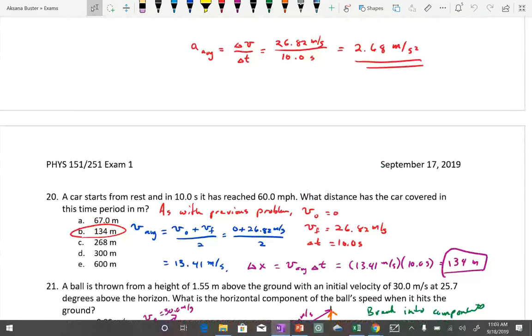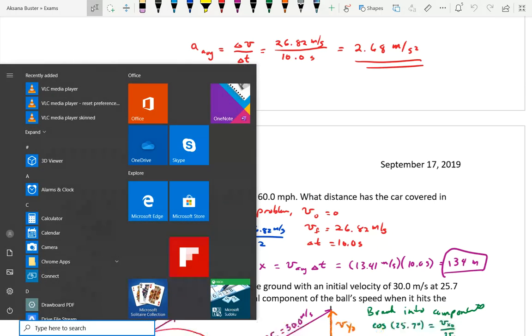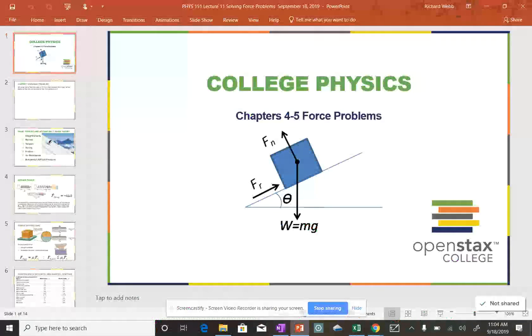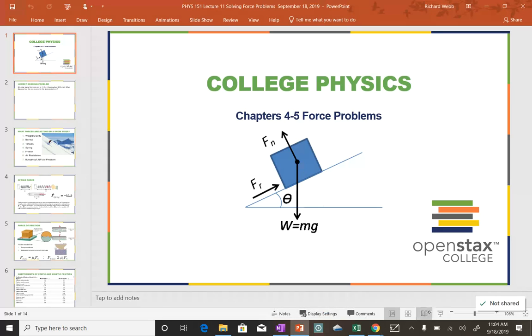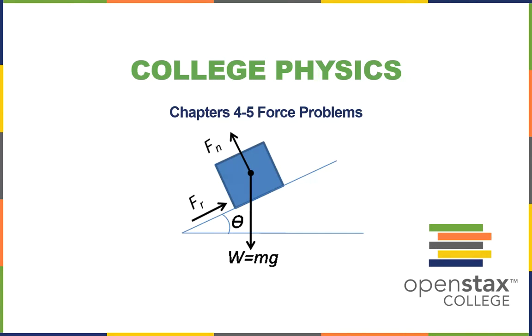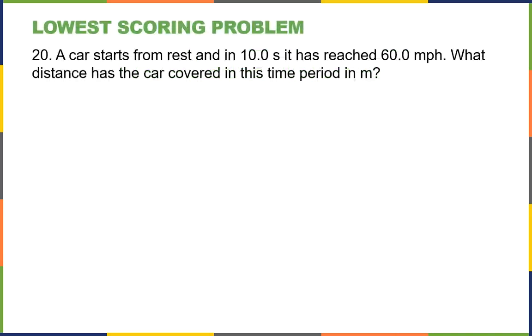I did want to look at one problem in particular because this problem was the only one that people as a whole class did poorly on. A car starts from rest, and in 10 seconds, it has reached 60 miles per hour. What distance has the car covered in this time period in meters? So, Randy is ready. I got right.